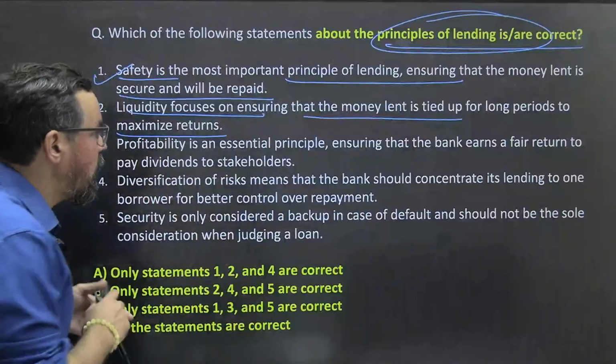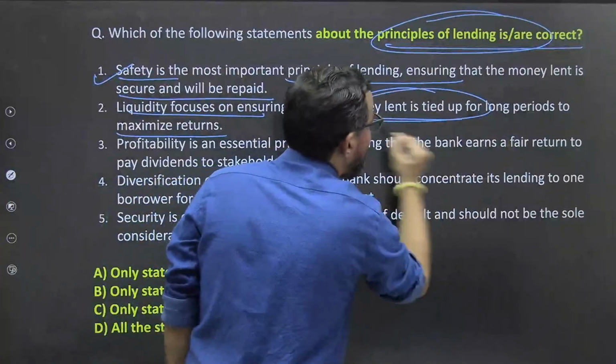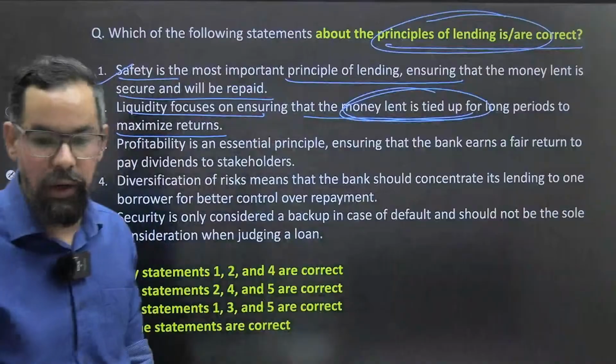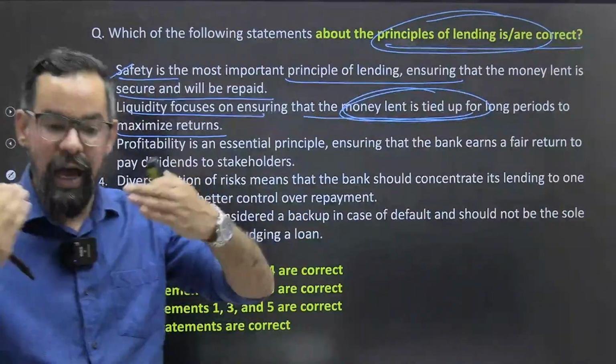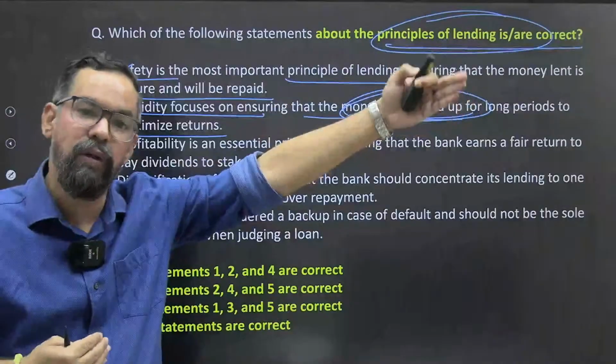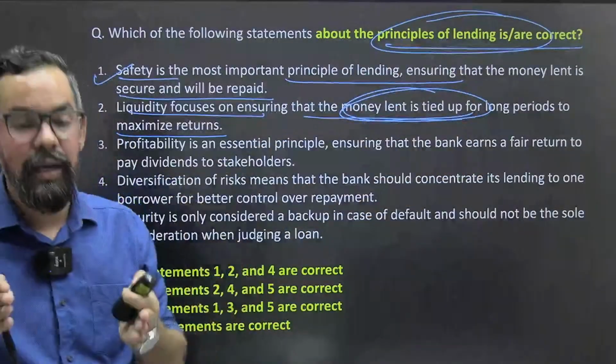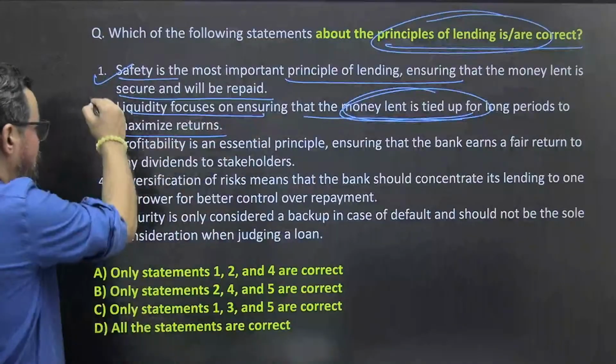Okay, so now if you tie up your money in the long term, how will you repay? It is something like having some sort of maturity gap. We have borrowed money and we have lent it for the long-term period. So that is something we will not refer to in this particular case.